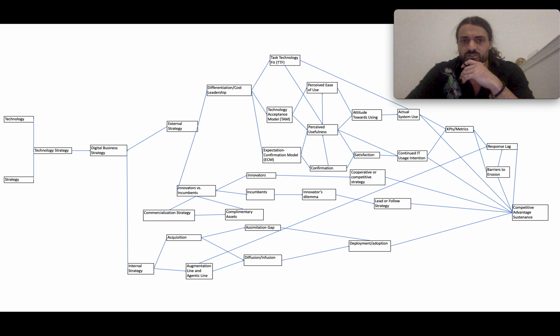The first part of the external strategy is differentiation strategy / cost leadership strategy. So an organization has to decide if they want to use a differentiation strategy, which is a unique premium use of the technology that's more tailored to the people's needs, versus a cost leadership strategy that's less costly and more generic and not so tailored to the people's needs. So once that's been established, then they should go by the technology use model. I have three technology use models here: task technology fit, technology acceptance model, and expectation confirmation model. I created a diagram showing how all three of them relate to each other.